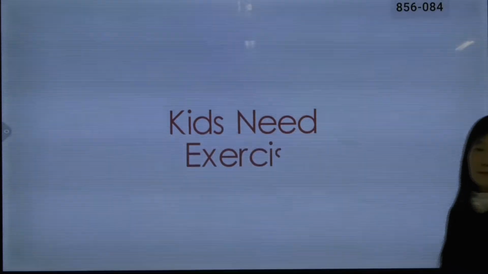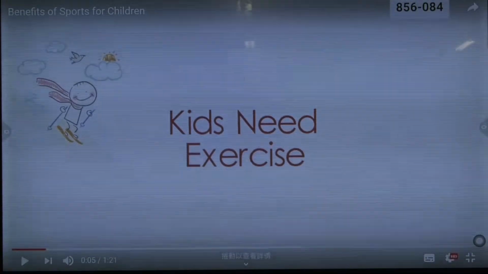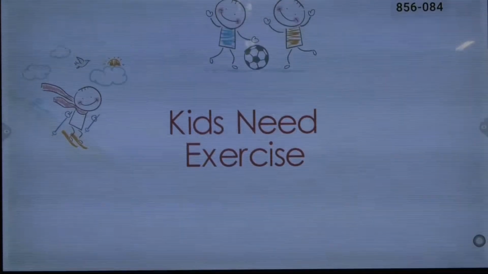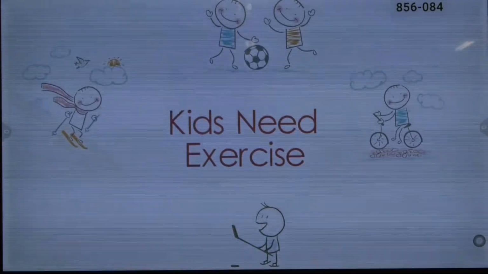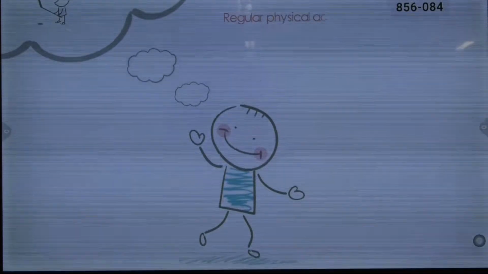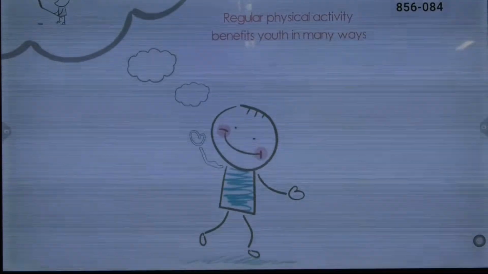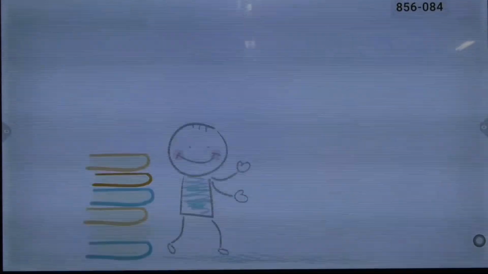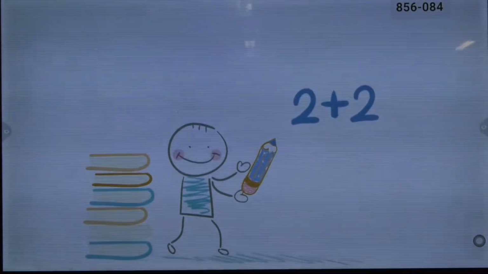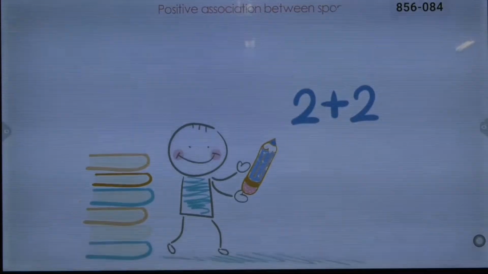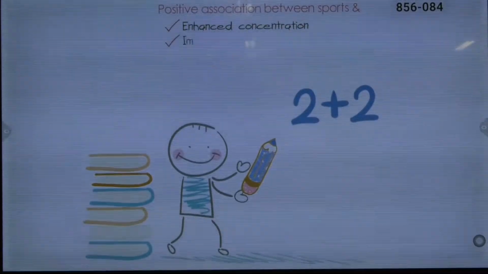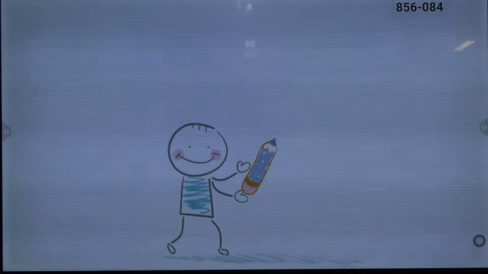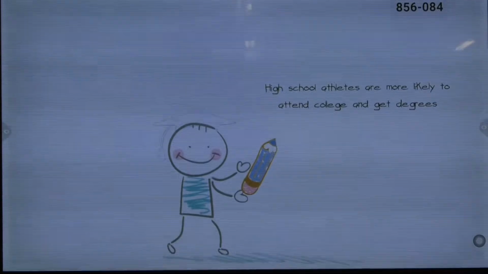Kids need exercise, whether it's hitting the slopes, playing soccer, going for a ride, or playing hockey. Whatever the sport they play, regular physical activity benefits you in many ways. It builds muscles, maintains healthy joints, and controls weight and blood pressure. Exercise can also benefit children academically. Research has suggested a positive association between sports and enhanced concentration, improved classroom behavior, improved academic performance. What's more, high school athletes are more likely to attend college and get degrees than non-athletes.